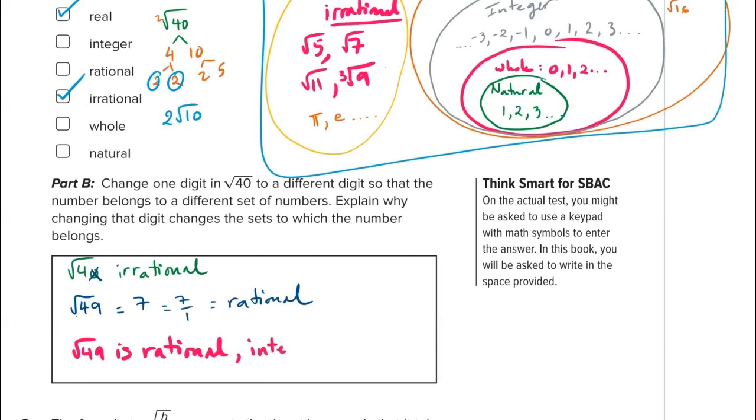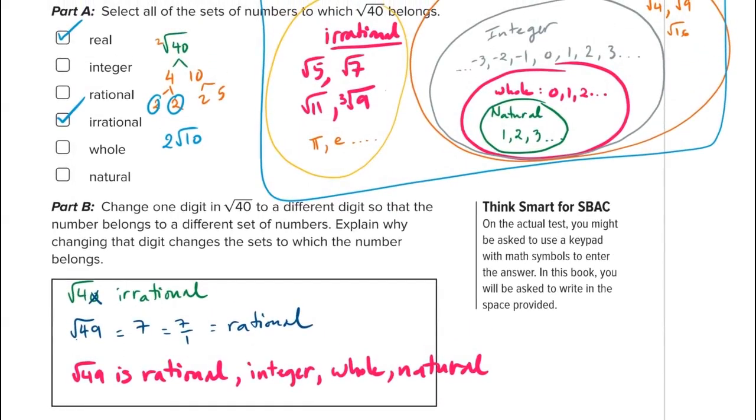So, square root of 49 is rational, integer, whole number, and natural number. And that's it for problem 1.